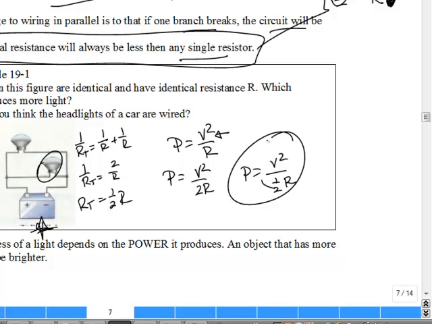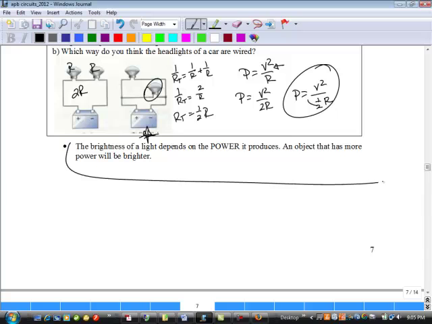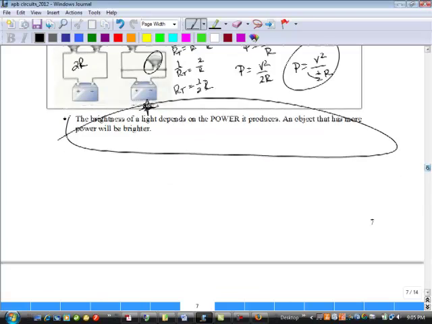Which way do you think the headlights of the car are wired? They're going to be wired in parallel. So if one of the lights goes out, the other one will still be working. Here it is. The brightness of a light depends upon the power it produces. If an object has more power, it will be brighter.